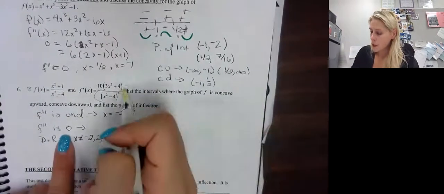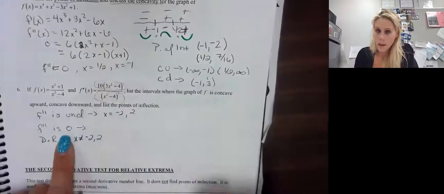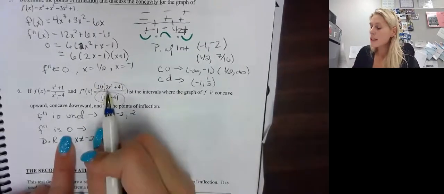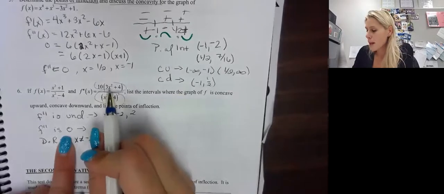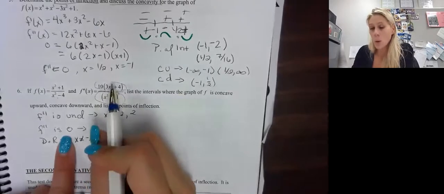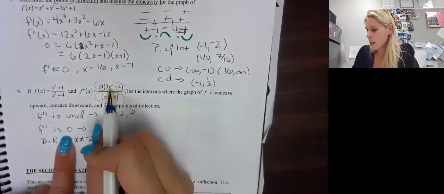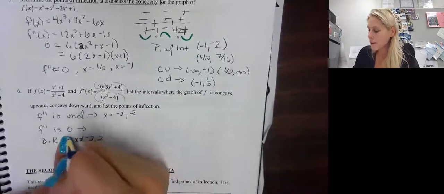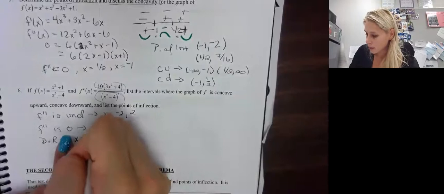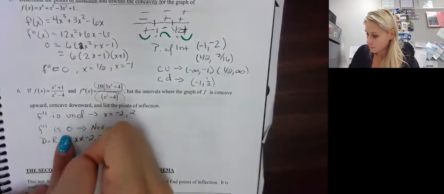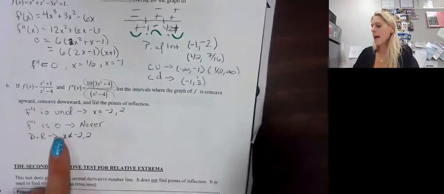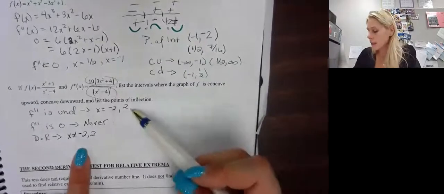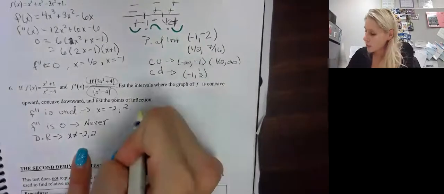Where is it 0? Well, let's talk about the numerator when it comes to 0. This will never be 0, because no matter what number we put in for x, we square it, it becomes positive. Then we add another positive onto there. It's always positive. It will never be 0. All right, as you can see, our critical values here are the same as our domain restrictions.